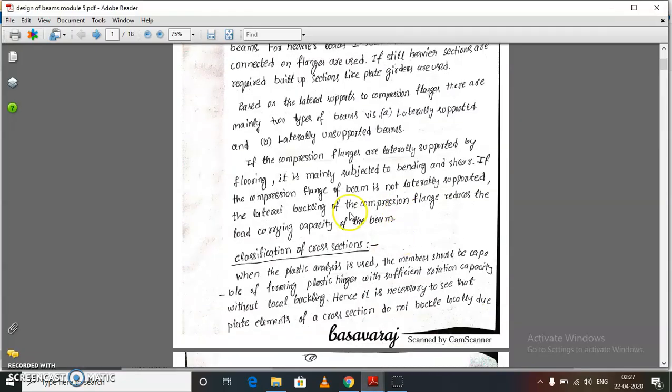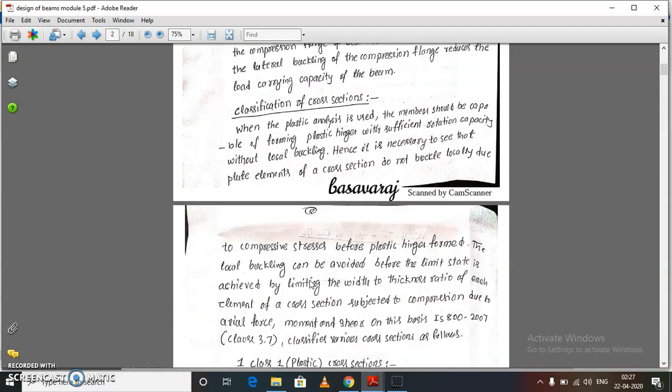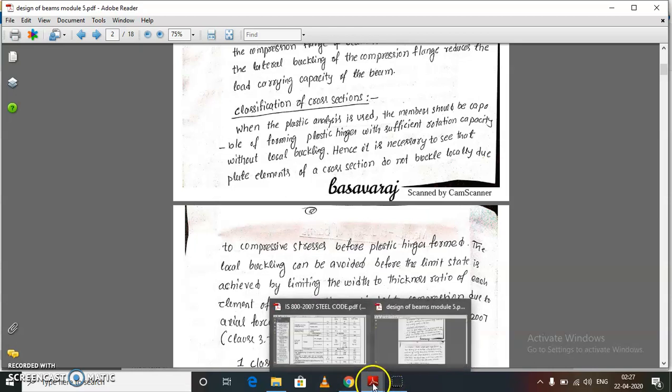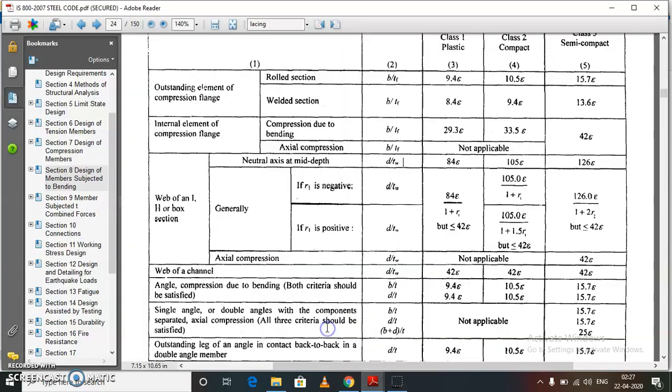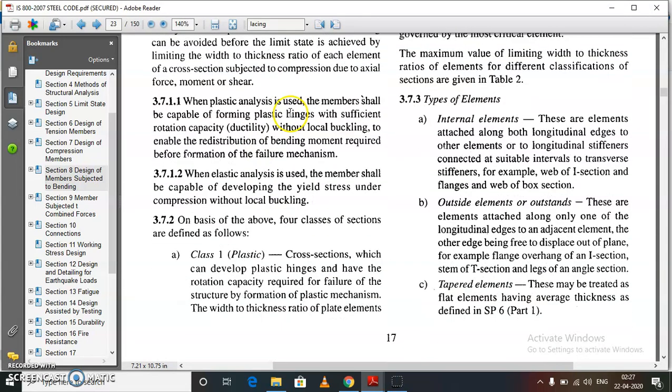Now, classification of sections. Whenever plastic analysis is used, beams can be classified into class 1, class 2, class 3 and class 4 sections, according to IS 800 2000 code book, clause 3.7. So let us see clause 3.7 of IS 800 about the classification of the sections. You can see here, classification of cross sections.